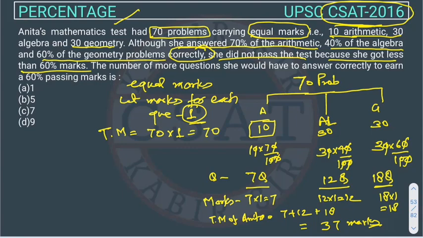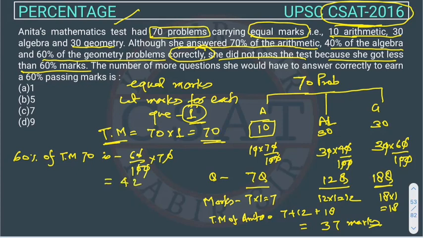Right. And the maximum marks, or the total marks in the exam, is 70. So she didn't get the 60% marks. The 60% of total marks is 60 upon 100 into 70. This 0 will cancel this 0, this 0 will cancel this 0. So 42. So the 60% marks is 42. But she got 37. Right. So how many marks are less than the 60% marks? 42 marks minus 37 marks is equal to 5 marks.